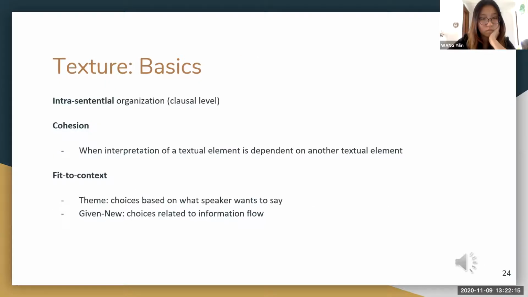Hello everyone, this is Seth, and in this next section I'm going to give a brief overview of texture and architecture. First, it's important to understand that texture is the intrasentential organization of a text, which is to say, it is at the clausal level. Two important things to look at for texture are cohesion, which is when the interpretation of a textual element depends on other textual elements, and fit to context, which consists of theme and the choices related to the flow of information in the text.